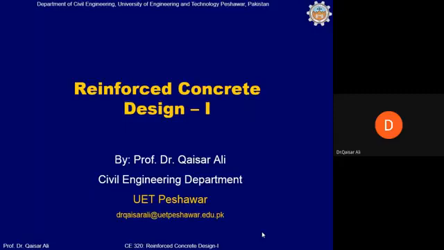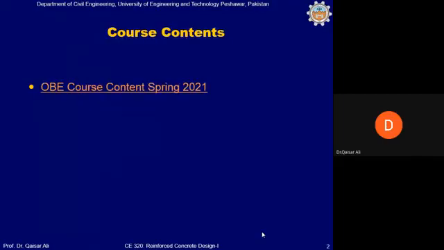There are two more courses on this subject. One is Reinforced Concrete Design 2, which starts in the 7th semester, and then there is Advanced Reinforced Concrete Design, which starts in the master courses for structural engineering students. The OBE course content of this semester, spring 2021, you can go through yourself. They are self-explanatory, but briefly I will tell you about the course.